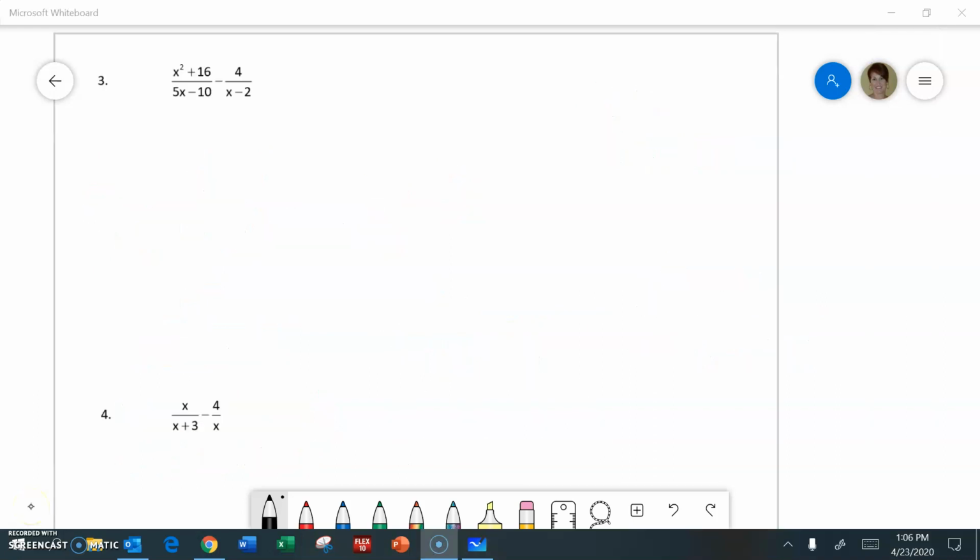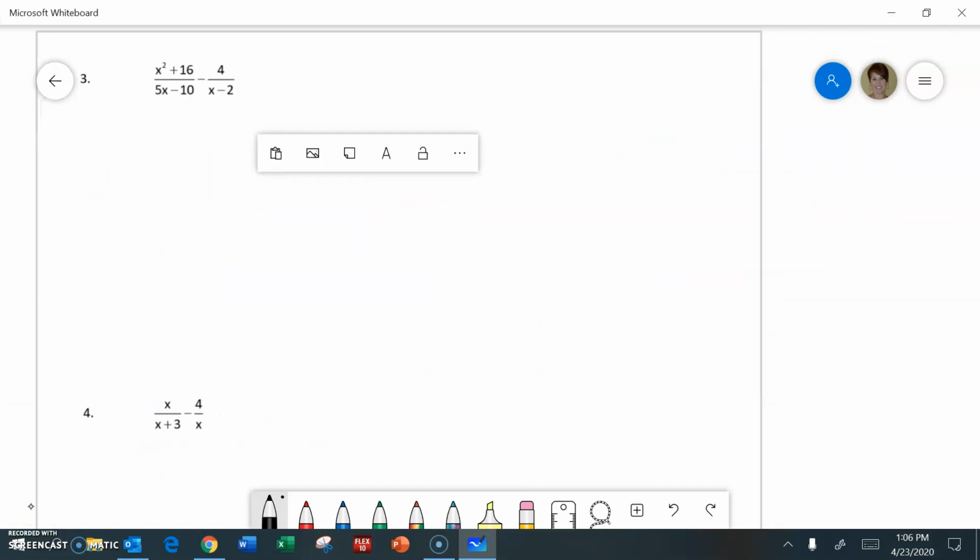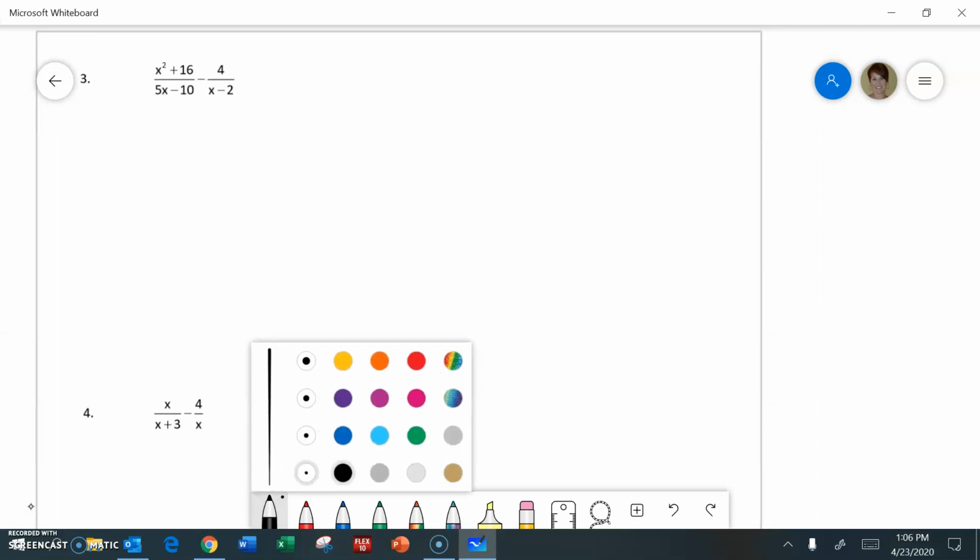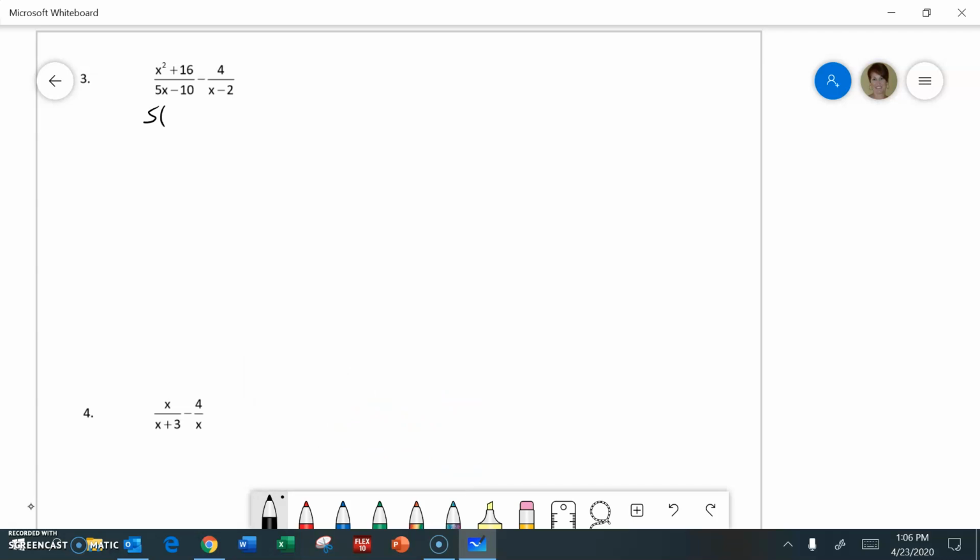All right, so example 3, we're going to start the same way. So in that first fraction, it looks like the denominator can be factored. So we have a 5 factor out of 5, so we're left with x minus 2. So a lot of times it's not a shocker. You're like, oh, I see an x minus 2 in the right fraction.